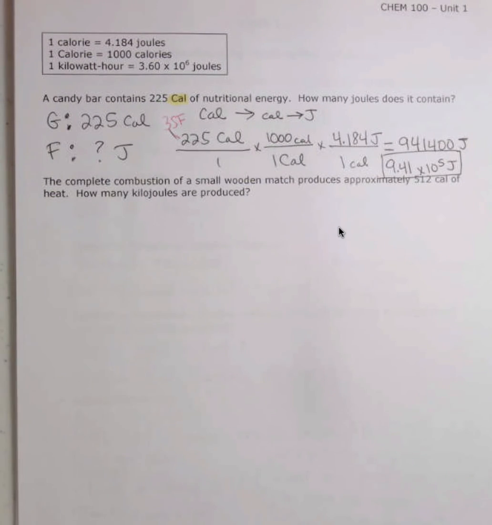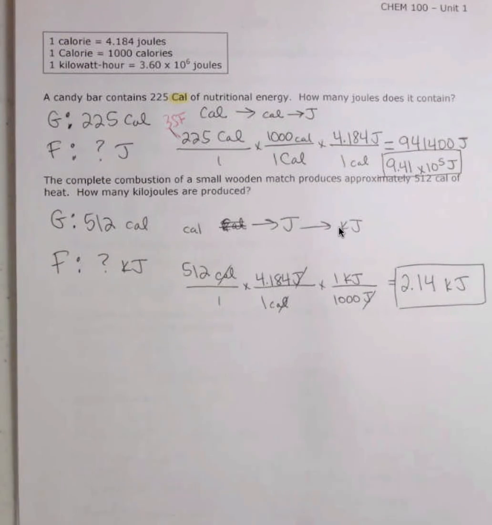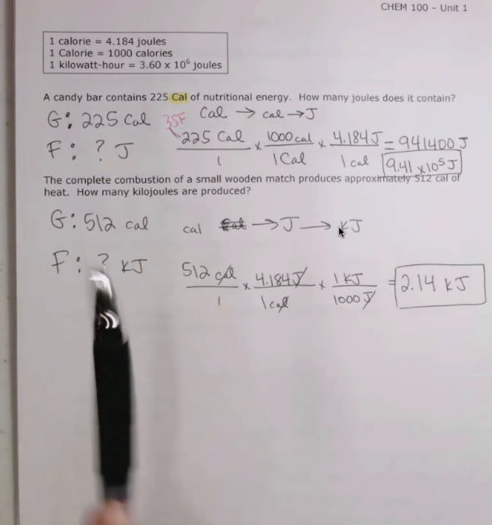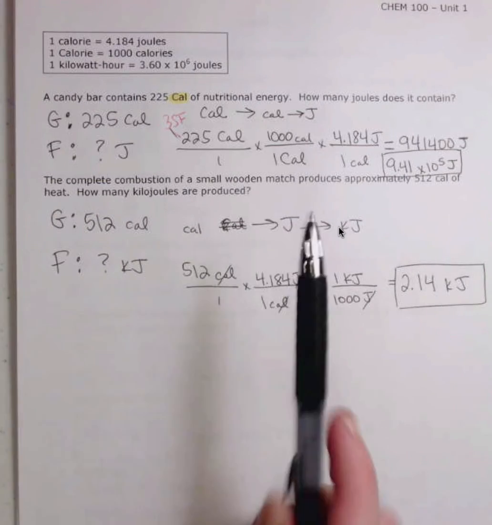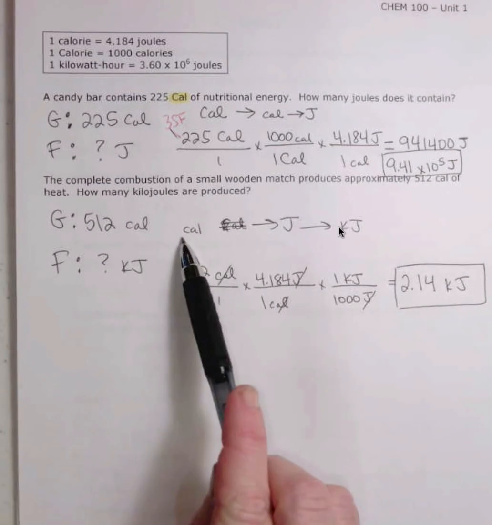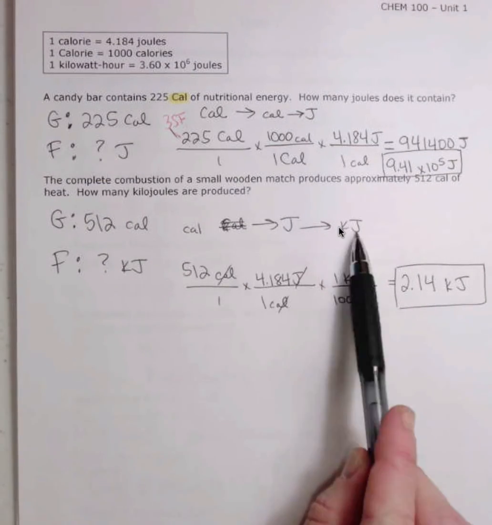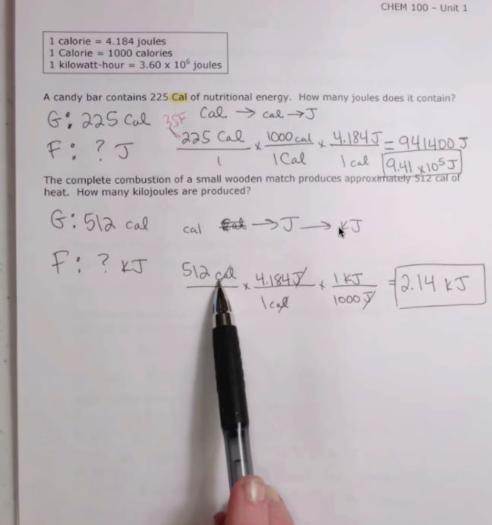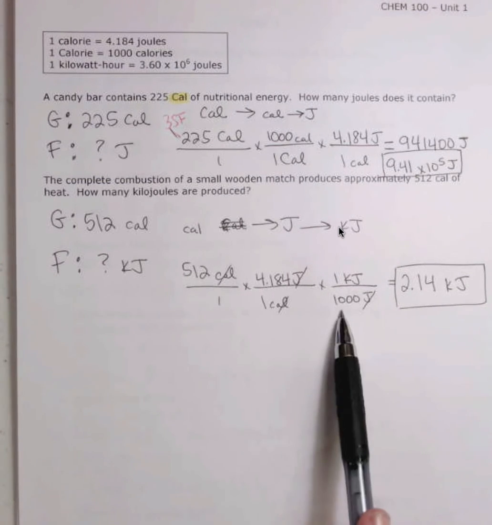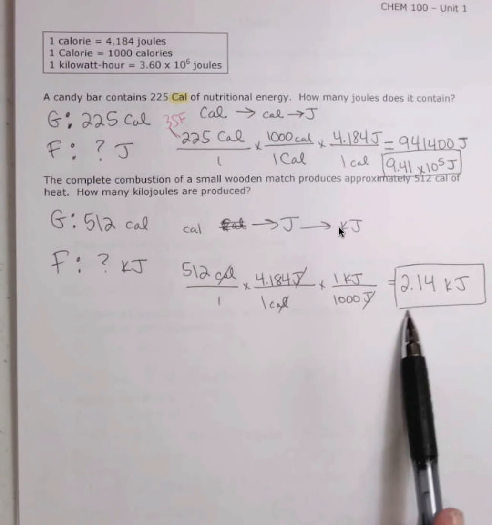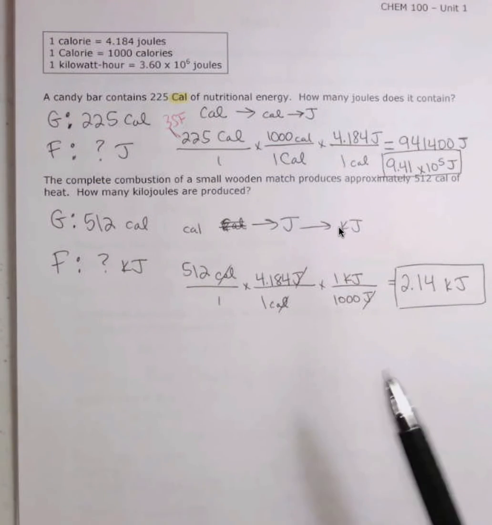Okay, the next problem, again, is another conversion problem. I want you to hit pause, try to work through this, just like you did earlier in Unit 1. Okay, so you were given 512 little calories. You're asked how many kilojoules. So your roadmap is going to go little calories to joules to kilojoules. So 512 times 4.184 divided by 1,000. So you end up with 2.14 kilojoules.